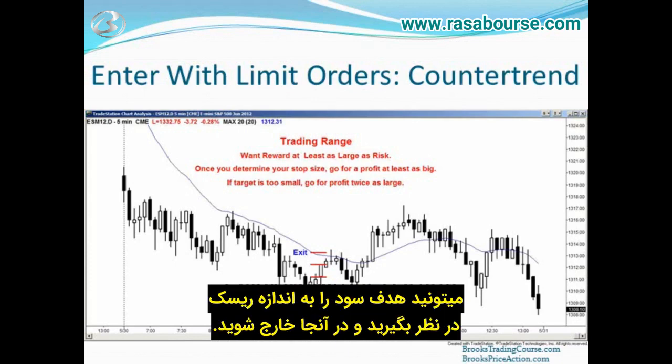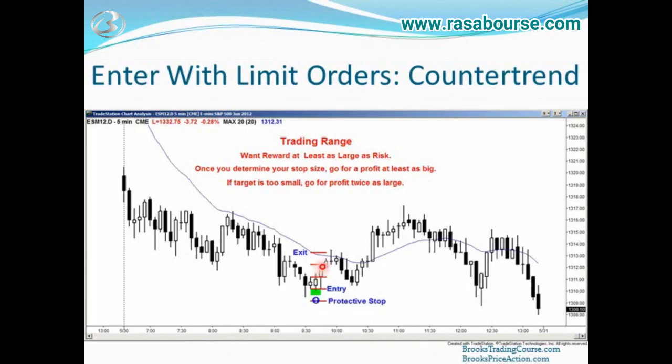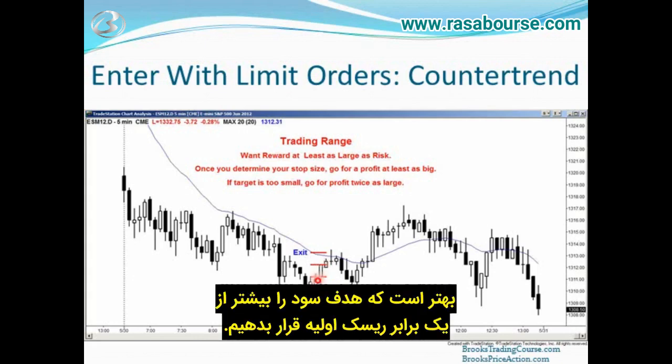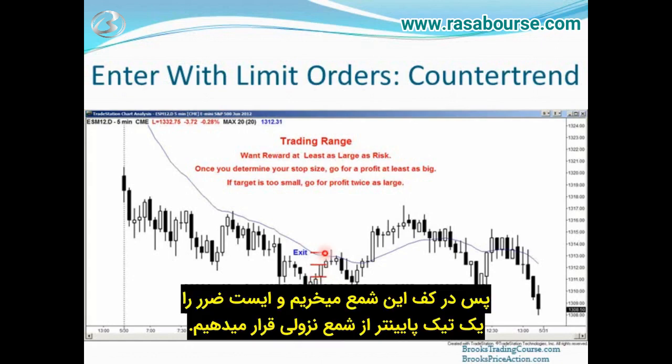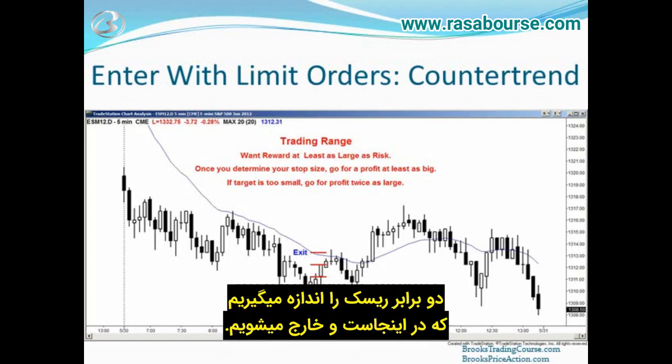You could say, well, I'll get out with one time my risk. When the risk is small, it's usually better to go for more than just one time your initial risk. So at a minimum, I'd go for twice my initial risk. So if you bought at the low of this bar and you risked to one tick below the low of the bear, exiting twice your risk would be right here.